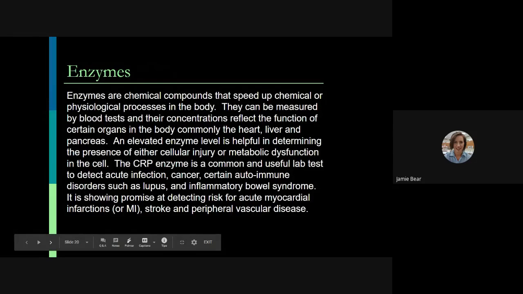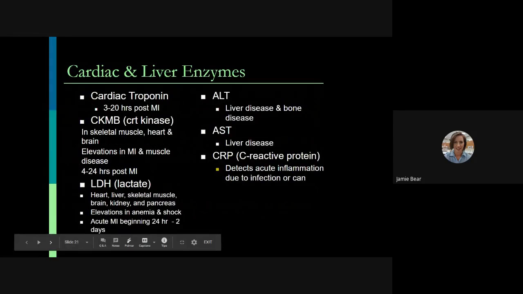Enzymes are chemical compounds that speed up any physiologic process in the body. They can be measured to assess how the different organs are working or to assess if there is damage that's taken place in the organs. So take, for example, cardiac and liver enzymes are very common. If you have a cardiac enzyme that is increased, then that's a good indicator that perhaps the patient has had a myocardial infarction.